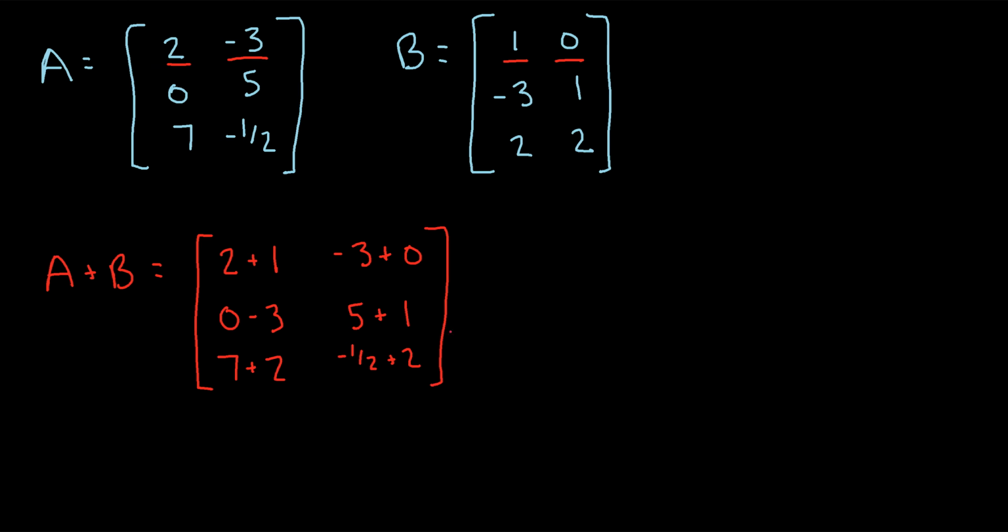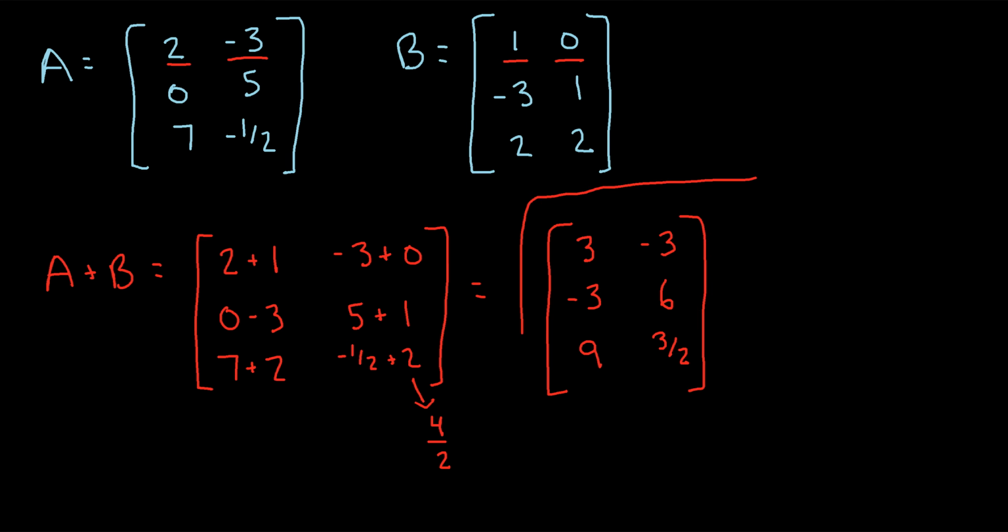So when we add each of these values together, we get 2 plus 1 is 3, 0 minus 3 is -3, and 7 plus 2 is 9. And in the second column we have -3 plus 0, that's -3, 5 plus 1 is 6, and -1/2 plus 2. If we want, we can think of 2 as 4 halves, because that's equal to 2. So if we have -1/2 plus 4 halves, that's 3 halves. So this is our final answer. This is what we get when we add matrix A plus matrix B.